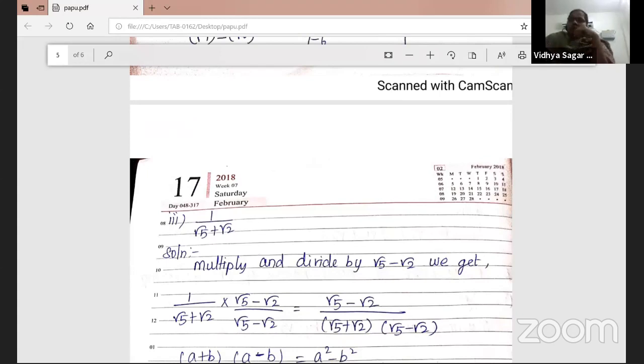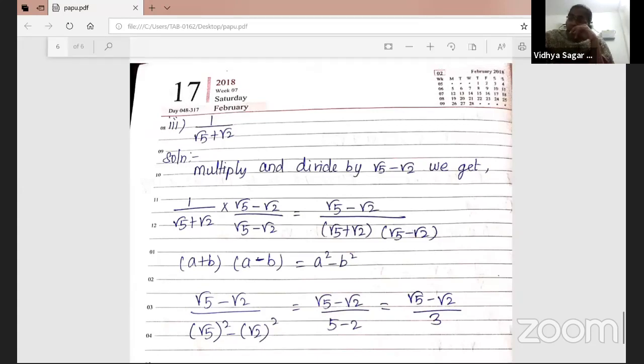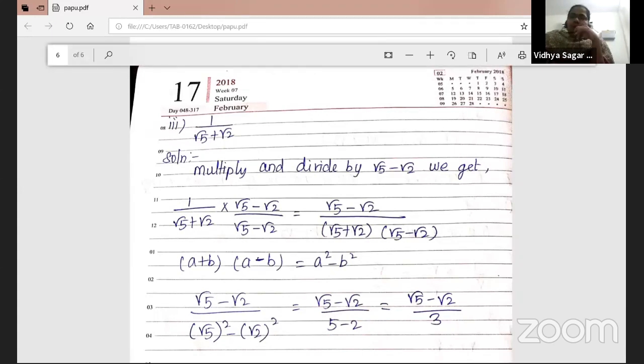Next sum, your third sum is 1 by root 5 plus root 2. Here we apply the same method, the steps you have seen in the second sum. Multiply and divide by root 5 minus root 2. The denominator has root 5 plus root 2, so we just change the sign and multiply both the numerator and denominator by root 5 minus root 2 by root 5 minus root 2.